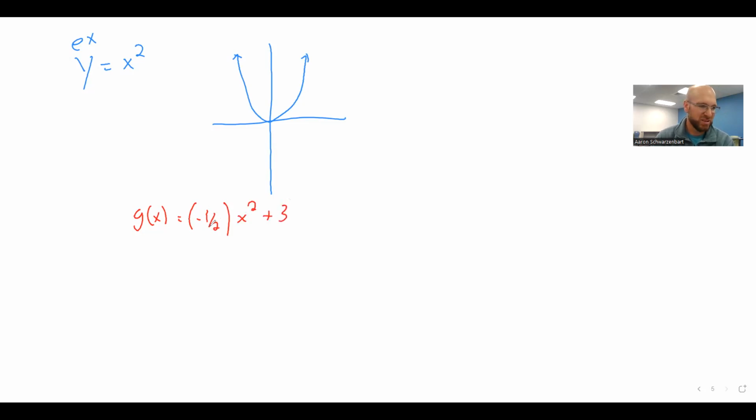So this function, this out here at the end is a vertical shift of up 3. And I'm just going to write up 3. This is reflect over x-axis for the negative sign. The 1/2 is vertical compression of 1/2, or vertical stretch of 1/2.